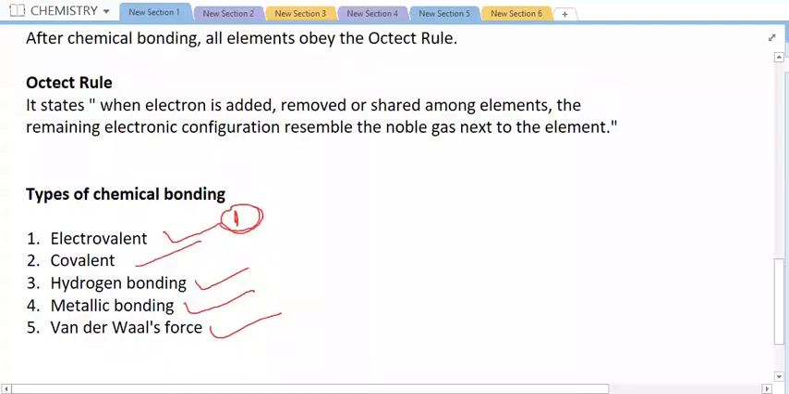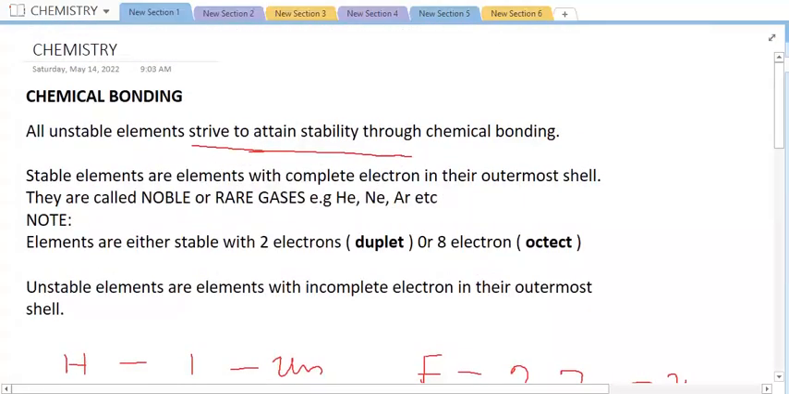But in this video class, I've been able to show you what chemical bonding is and the reason why elements must partake in chemical bonding, because they are unstable and they need to attain stability, and that is only possible through chemical bonding. There are two types of stable elements. A stable element could be duplet, as we have in helium, and it could be octet, as we have in neon and argon, which means stability with what? 8 electrons. Duplet means stability with 2 electrons.